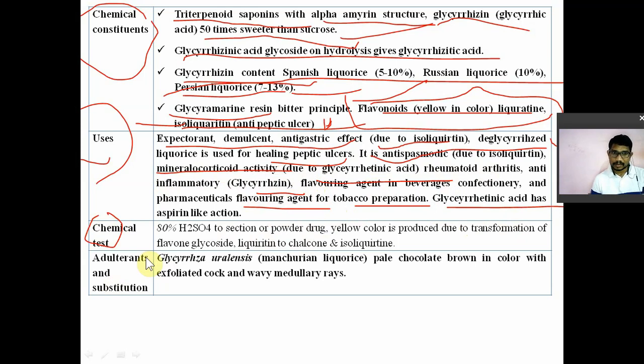Adulterant and substituent: Glycyrrhiza uralensis, known as Manchurian licorice. There are two or four types of licorice here, Indian, Persian, so which one is Manchurian? Glycyrrhiza uralensis, Manchurian licorice. It has a pale chocolate brown color with exfoliated cork and wavy medullary layers.